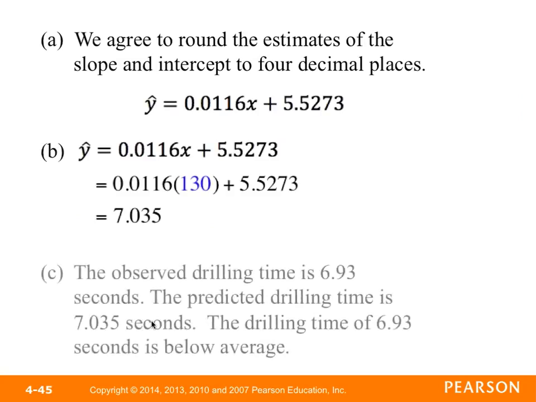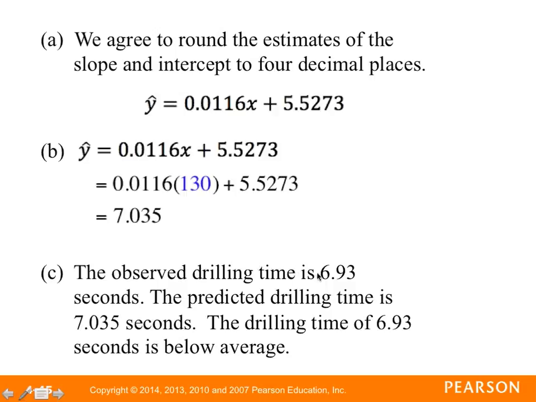So we agreed to round the estimates of our slope and our y-intercept to 4 decimal places. So we have y hat equals 0.0116 times x plus 5.5273. And this can be done using any kind of statistical tool, your calculator. The book walks you through how to do that. You can use Minitab, Excel, lots of different options. And then if we want to make a prediction at 130 feet, we just set that equal to our x value, and we get a y hat of 7.035.